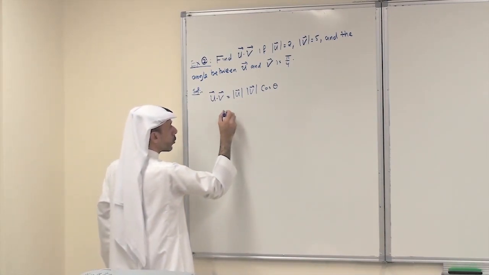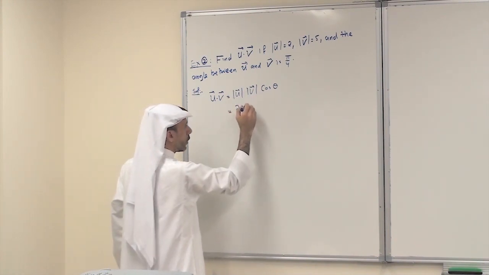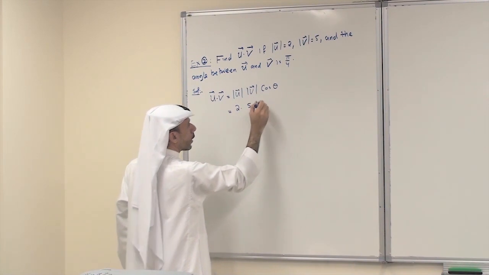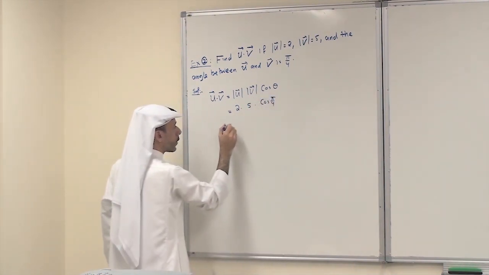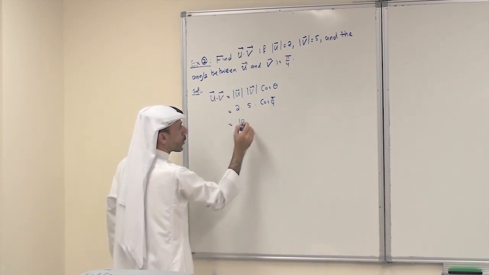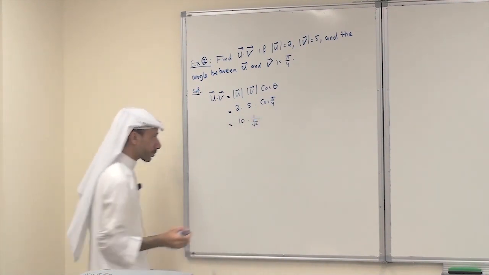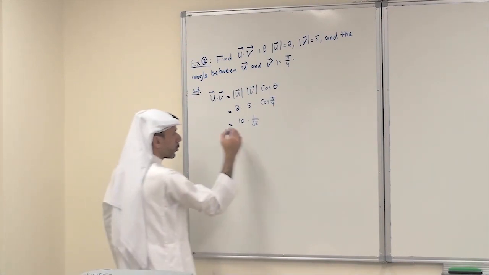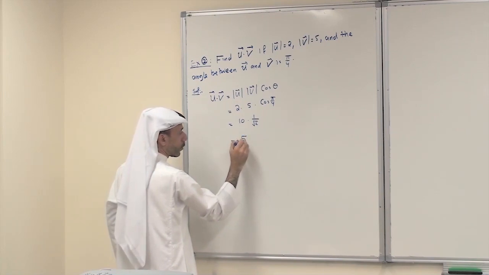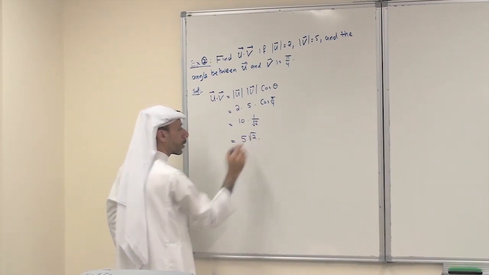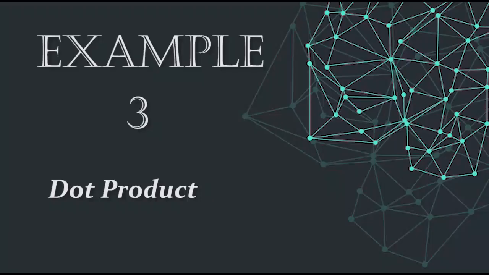So here magnitude of u is given 2, magnitude of v is 5, and cosine pi over 4. So this is just 10 cosine pi over 4, which is 10 times 1 over root 2. And when you multiply by the conjugate, root 2, you get 5 root 2. So this is the value of the dot product.